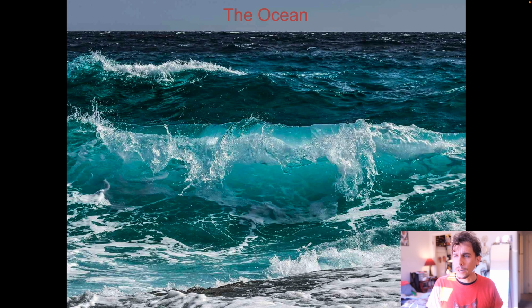All right, what about this? So we have a body of water. Just to be clear, this is a picture of the ocean. It's not like a very big lake or anything like that. I'll give you a second to think.